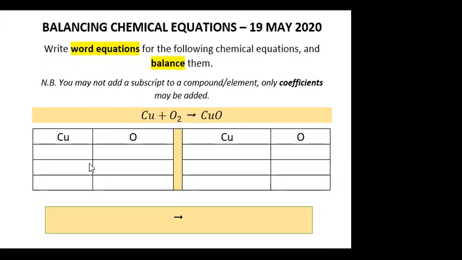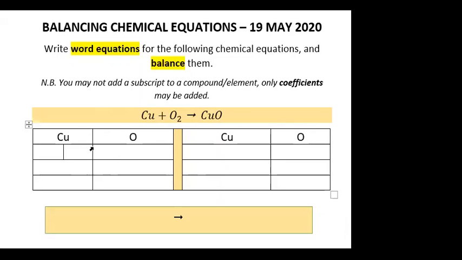Right. Okay. Right. So the first thing we need to do in balancing equation is we need to draw a table, right? So if you're writing it on a page, you're going to write the equation on the top and you're going to draw a table underneath.